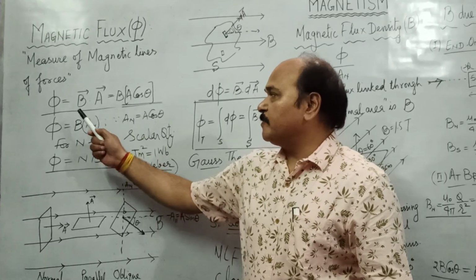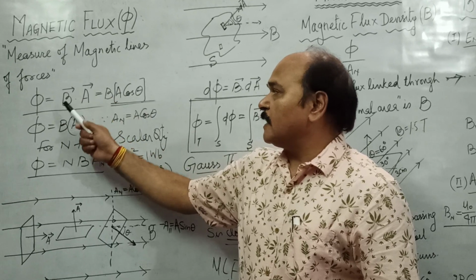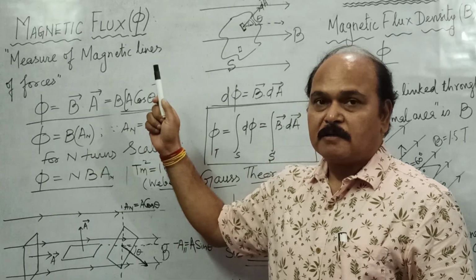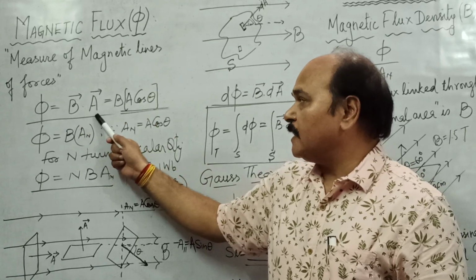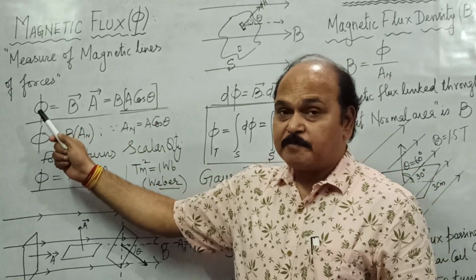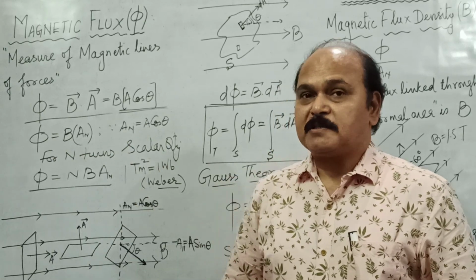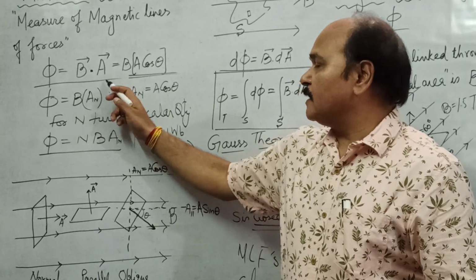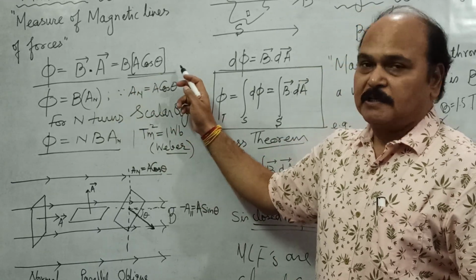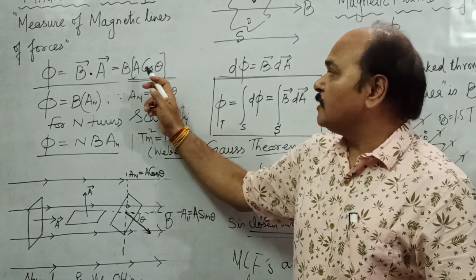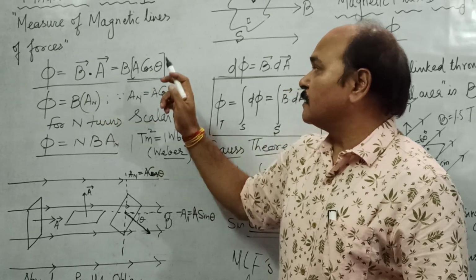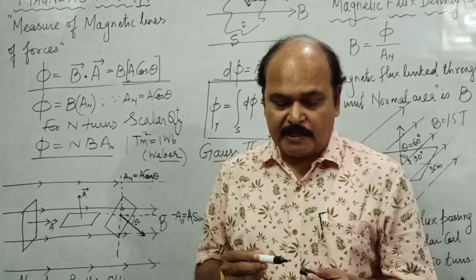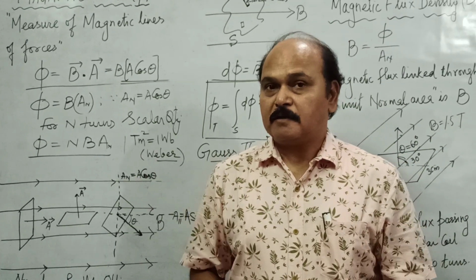Mathematically, we define magnetic flux as the dot product of the magnetic field vector and the area vector. So this B dot A is magnetic flux, and this magnetic flux represents the flux passing through an area A in magnetic field B. B dot A is BA cos theta. Theta is the angle between the magnetic field and the area vector. What is the direction of an area? The direction of an area is always normal to its plane.